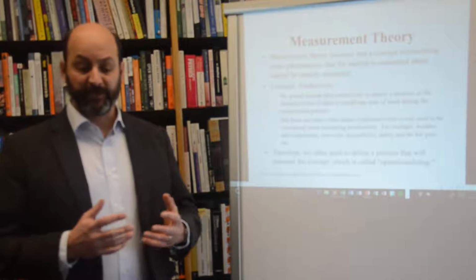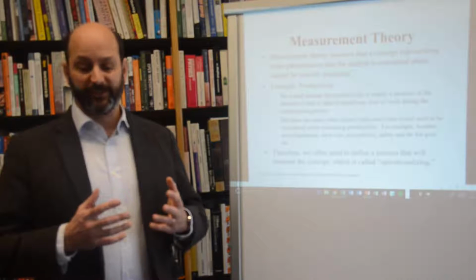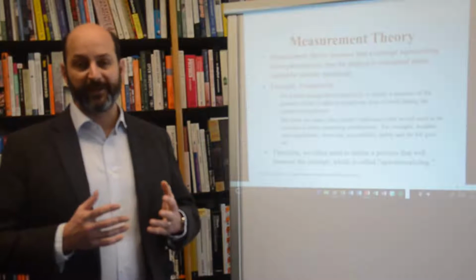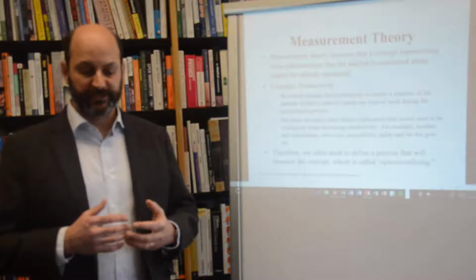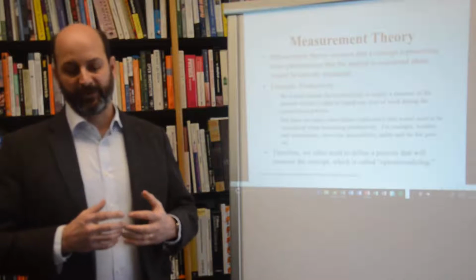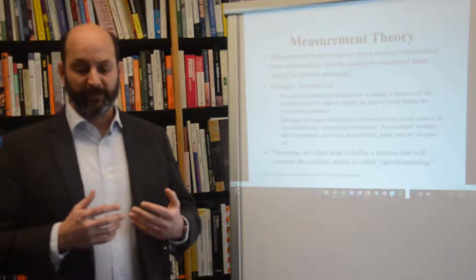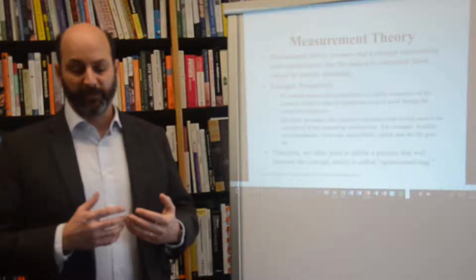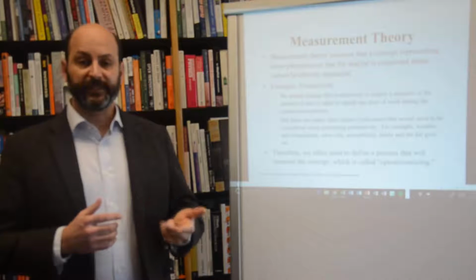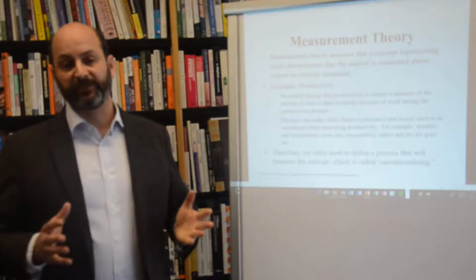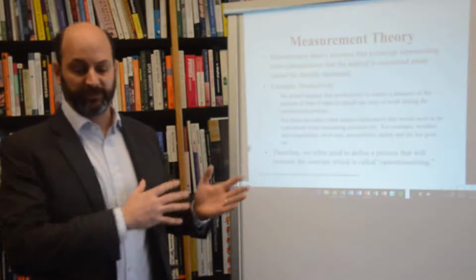Let's give you an example of productivity again in construction. We would assume that productivity is simply a measure of the amount of time it takes to install one item of work during the construction process. But there are many other factors involved, obviously. We call these indicators, and these indicators need to be considered when we're measuring productivity. For example, weather and temperature, crew size, accessibility, safety, and the list keeps going. We'll continue with the productivity example in construction here as we go through the slides.